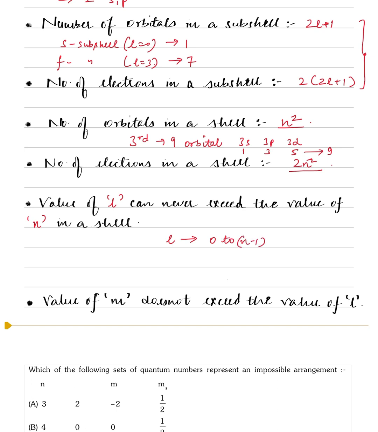So if we talk about the third shell, here the value of n is what? 3. That means in the third shell, we will have subshells with L equal to 0, 1 and 2, right? So the value of L will never be greater than the value of n. So 0 is for S, 1 is for P and 2 is for D, like this.